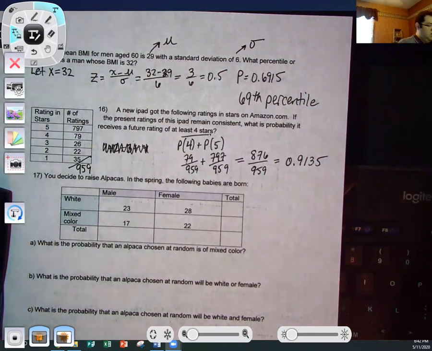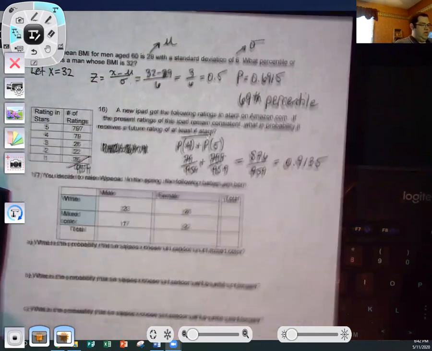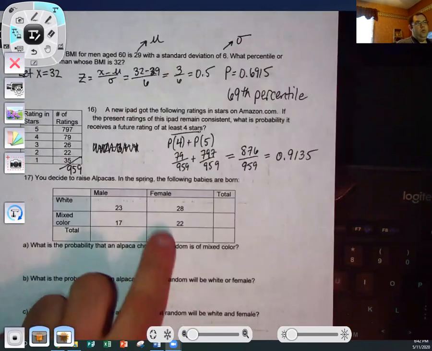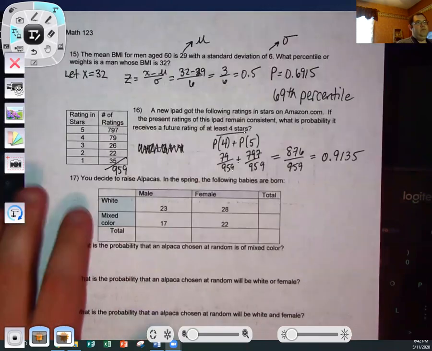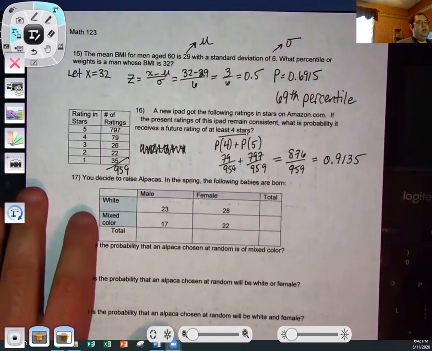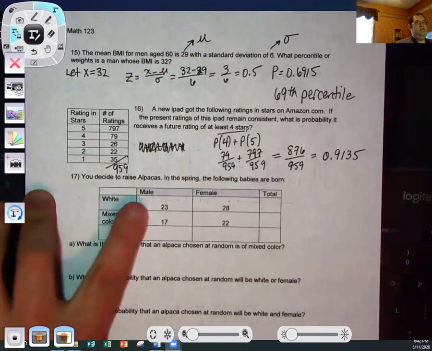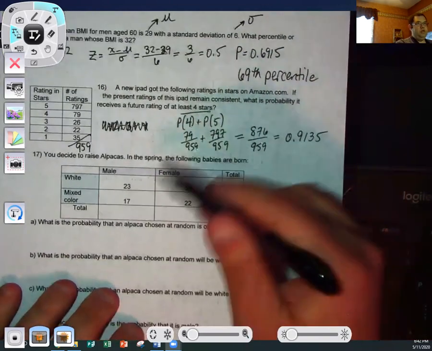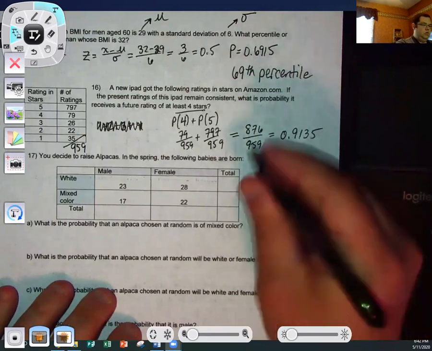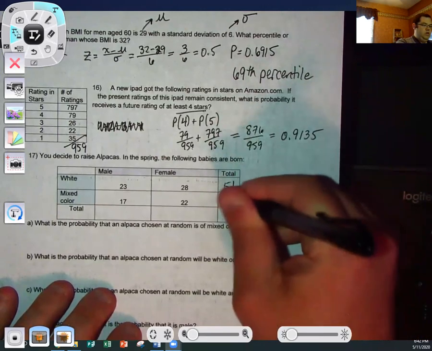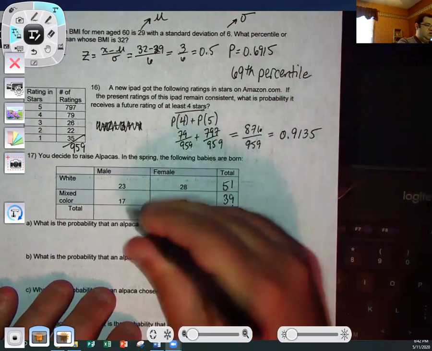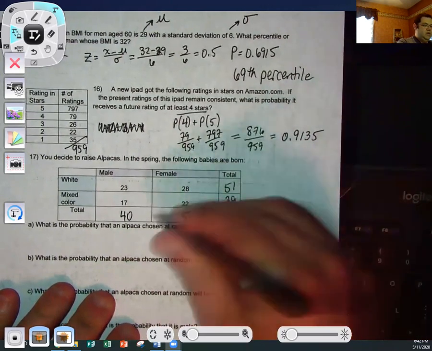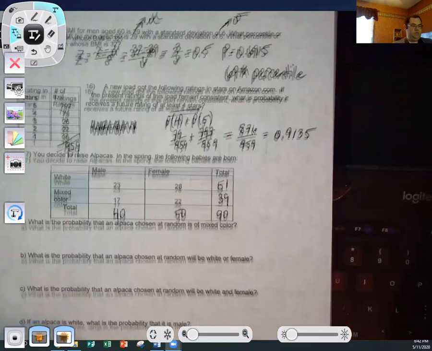Okay. So next up, now you're told that you're going to raise alpacas in the spring. Babies are born. We have 2 different types. We have white alpacas, mixed colored alpacas. We have male and female. So the first thing you're going to do here in this table is you're going to total these columns. So we have 51, we have 39, we have 40, we have 50, and those add up to 90.